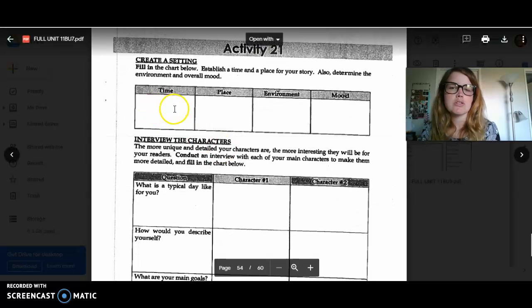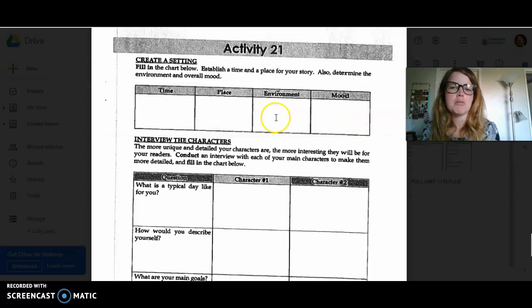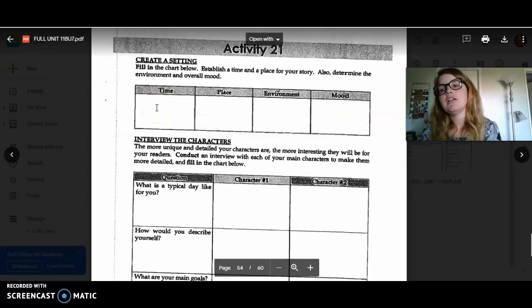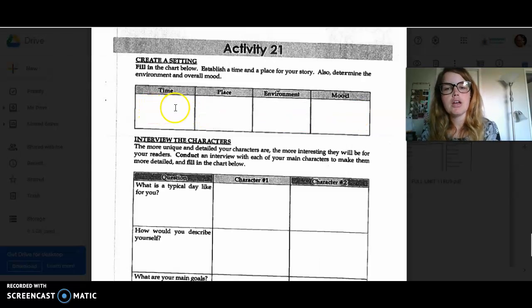Create a setting, so time, place, environment, mood. So let's say mine is current day, so 2020, August, let's go with next month. Place, Southern California. Environment, in a family home, and mood is weird, crazy, right?